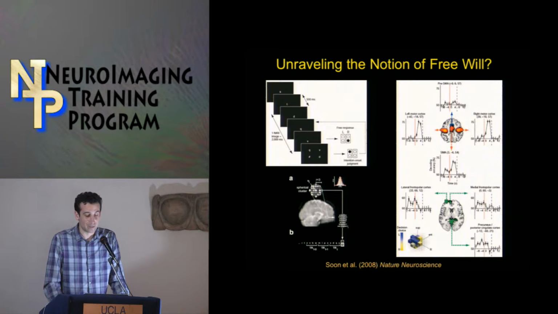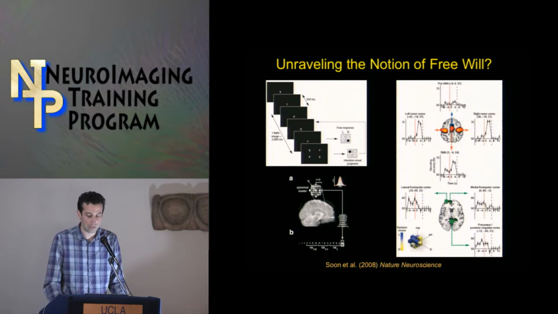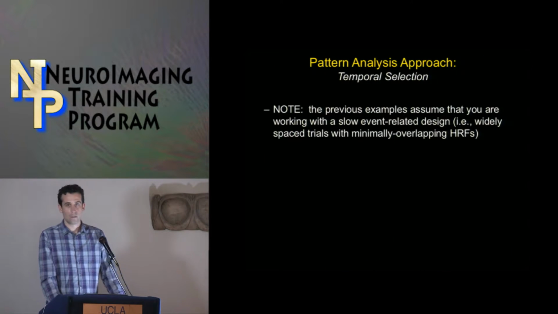That's more of a philosophical question, but showing that information can be predicted about upcoming decisions from areas of the brain like prefrontal cortex or sometimes even sensory regions. So this kind of strategy of training and testing your classifiers on individual time points can be useful for that as well.